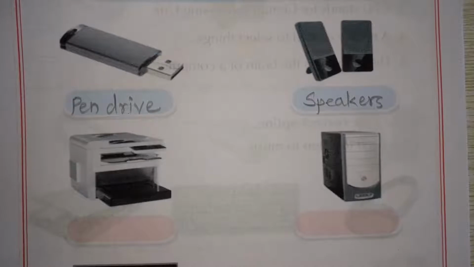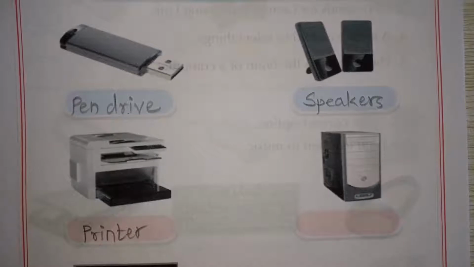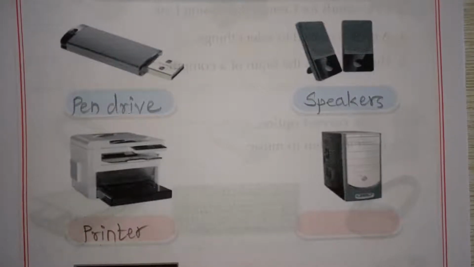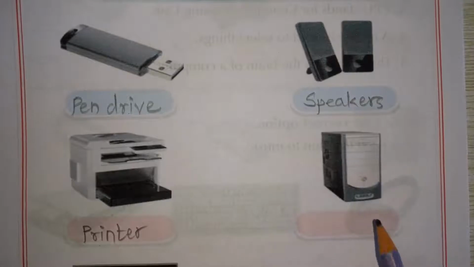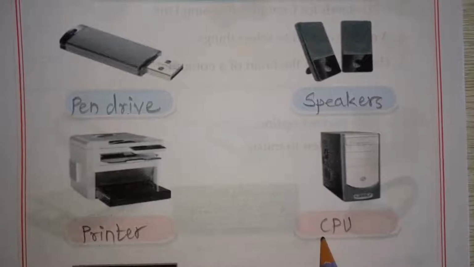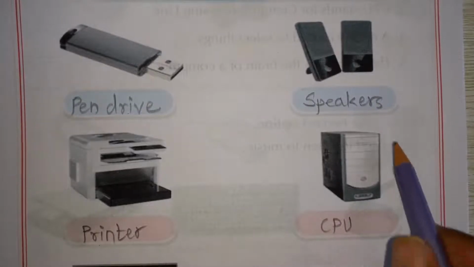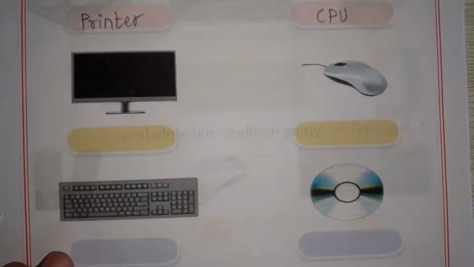Correct? Now next. What is this picture? This is the picture of a printer. You write here, printer. What is the printer doing? Printer takes prints on the paper. Correct? Now, what is this picture? This is the picture of a CPU. CPU means Central Processing Unit. It is the brain of the computer. Okay? Now next. See, what is this picture? It is the monitor.